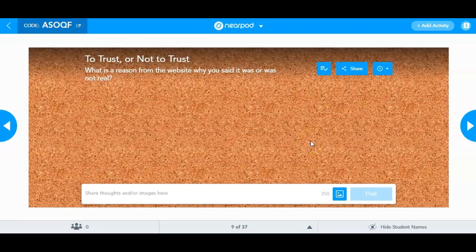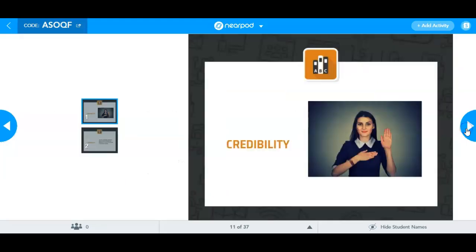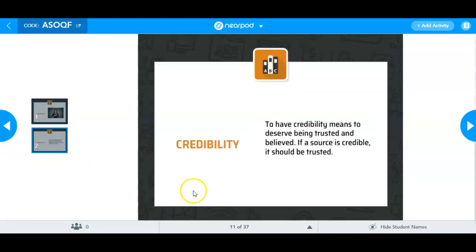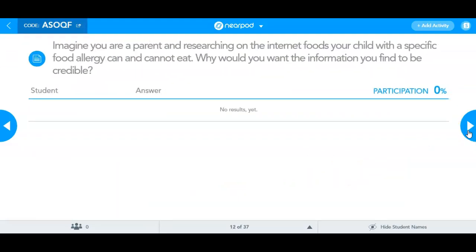Then they will have access to a collaborative board where they can share out thoughts and answer questions. Then they'll get an introduction to the lesson. We'll go through a few vocabulary like credibility. Then they'll be answering a question pertaining to their view of what credibility is.